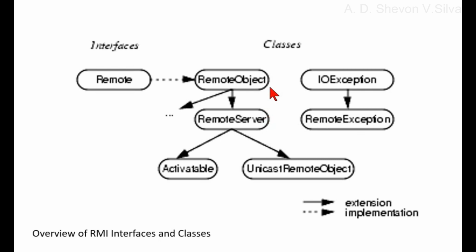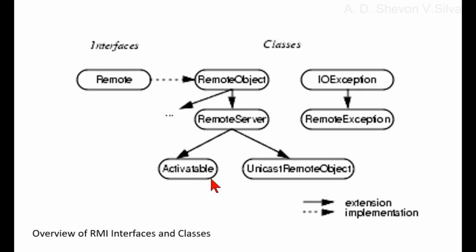Especially the RemoteObject class and its subclasses are related to the remote reference layer. RMI server functions are provided by java.rmi.server.RemoteObject and its subclasses: java.rmi.server.RemoteServer, java.rmi.server.UnicastRemoteObject, and java.rmi.activation.Activatable.